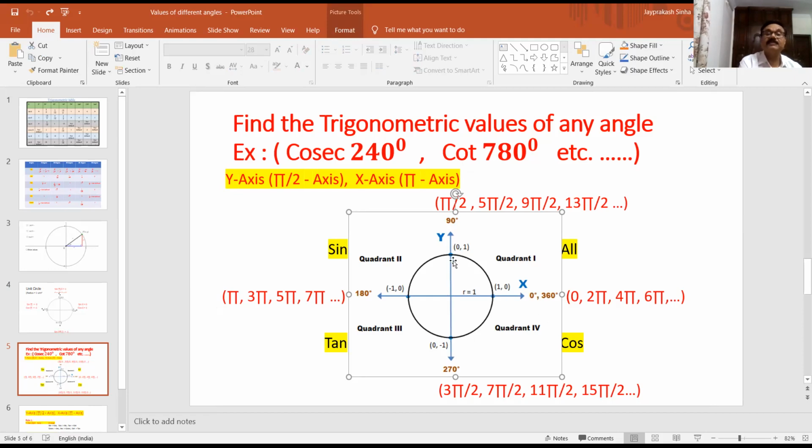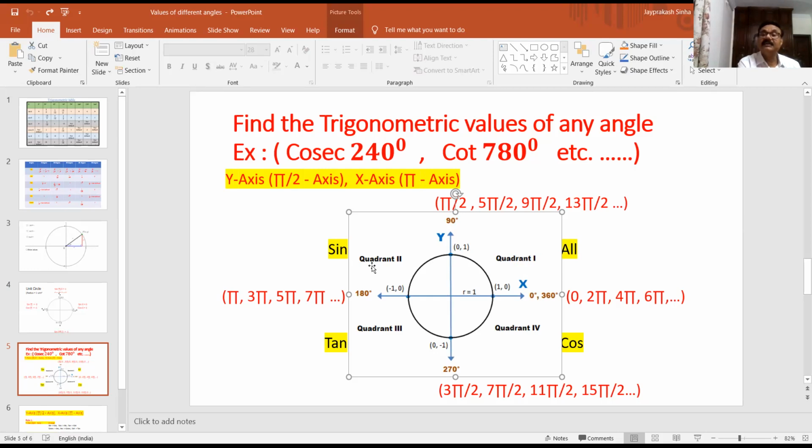Okay. So if something like 120 degree you have to find, what we have to do? 90 plus 30, 120. Here, one more important point is there. In quadrant 1, all the values are positive. Sine, cos, tan, all the values will be positive. So here "all" is written.